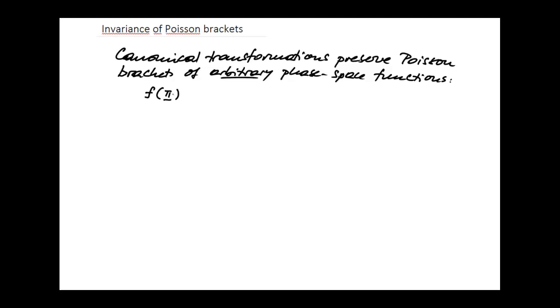So let's consider first the function f as a function of the original phase-space coordinates, little pi. In terms of the new coordinates, capital Pi, this becomes a different function, capital F, of capital Pi, defined in the following way. It's simply the original function, little f, evaluated on little pi as expressed in terms of the new coordinates, capital Pi.